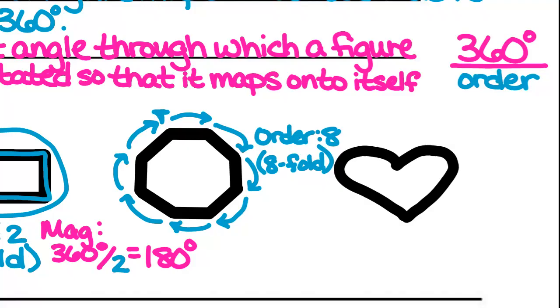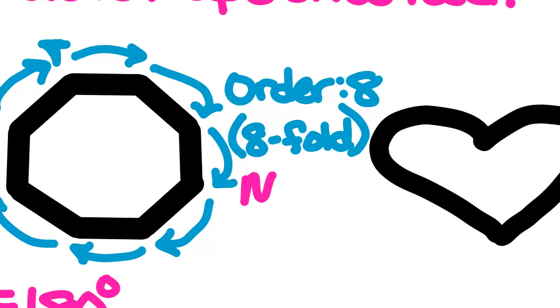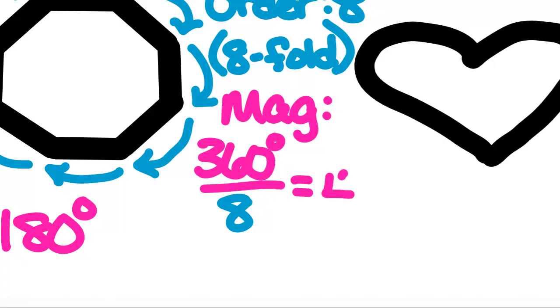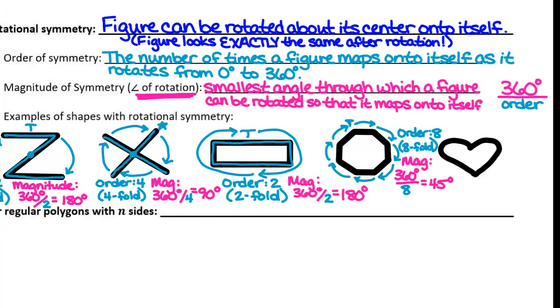And then magnitude would be what? 360 degrees divided by 8? Yes, it's 45 degrees. Very nice. I didn't trust my art skills enough on that one.